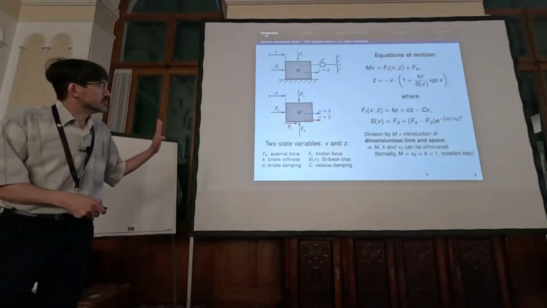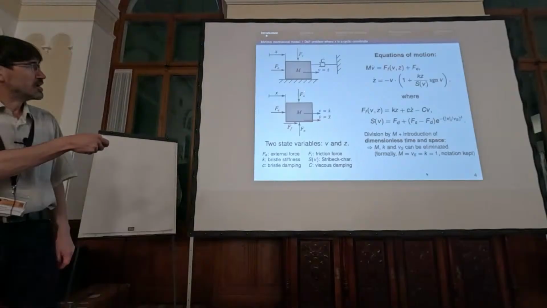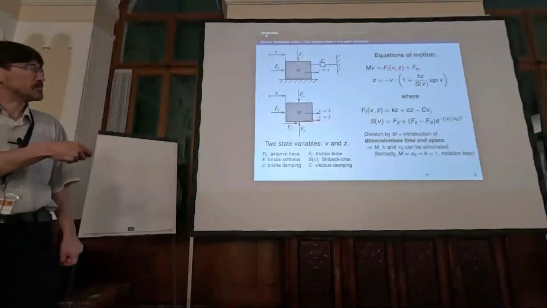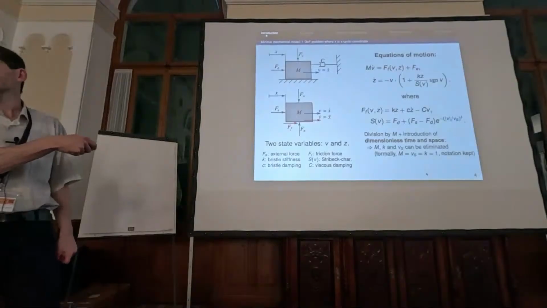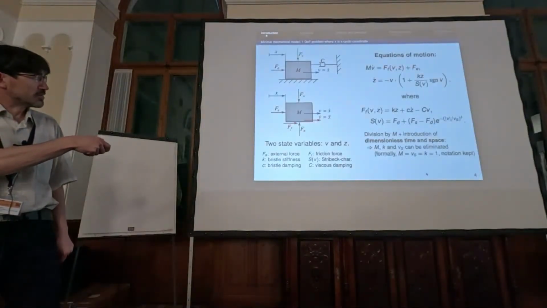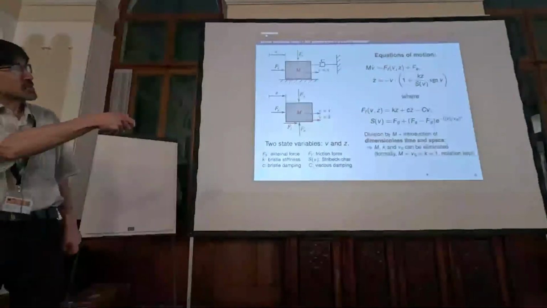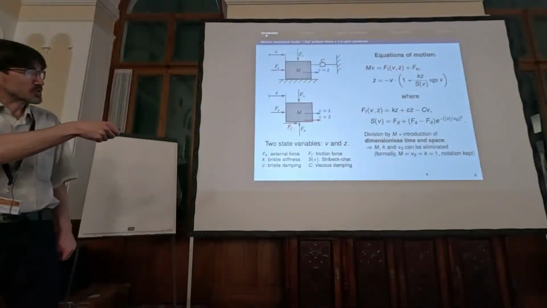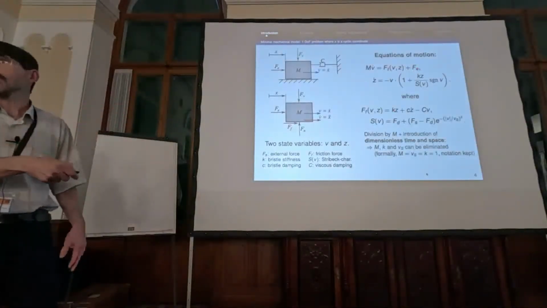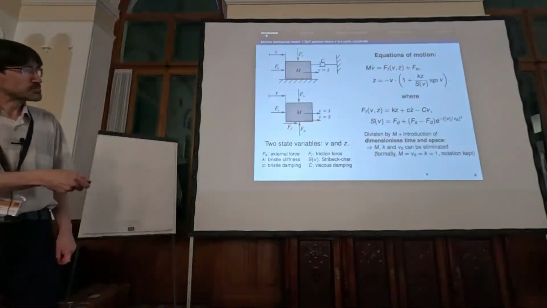This is the very, very simple mechanical model. We have a block of mass m. It slides with velocity v under the action of an external force F_e and a friction force F_f. So these two forces will appear on the right-hand side of the equation of motion. And the remaining equations describe the LuGre model.